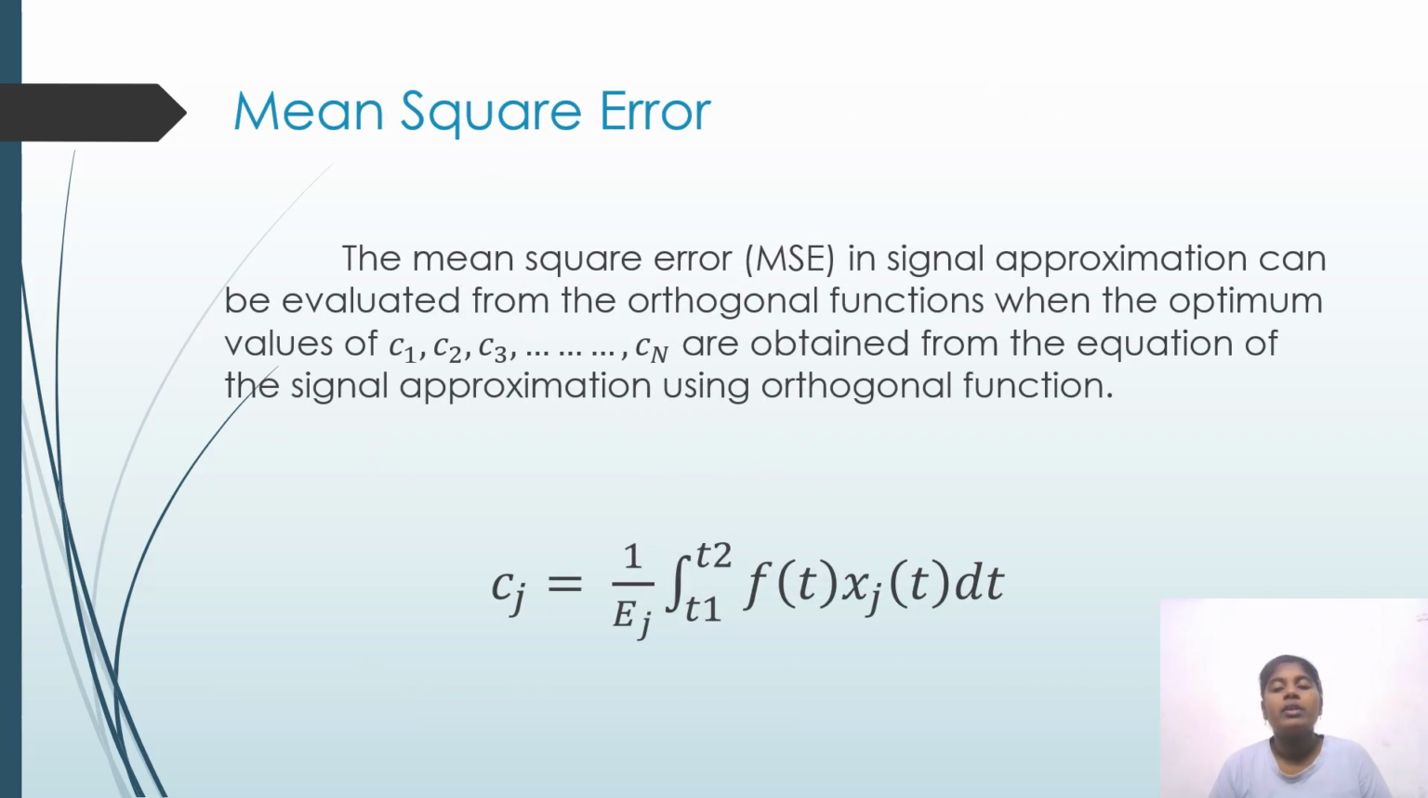Next, first we discuss the mean square error. The mean square error can be indicated as MSE. The signal approximation can be evaluated from the orthogonal functions when the optimum values of c1, c2, c3 and so on up to cn are obtained from the equation of signal approximation using orthogonal functions: cj equals 1 by Ej times the integral from t1 to t2 of f(t) xj(t) dt.